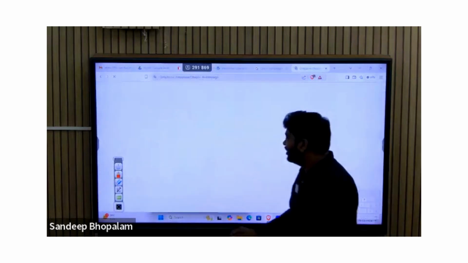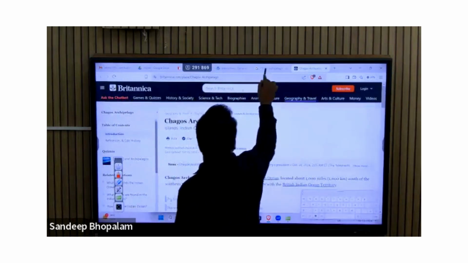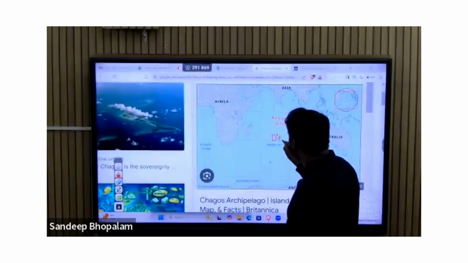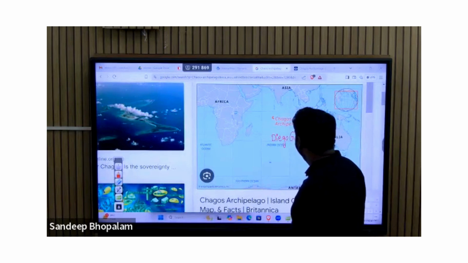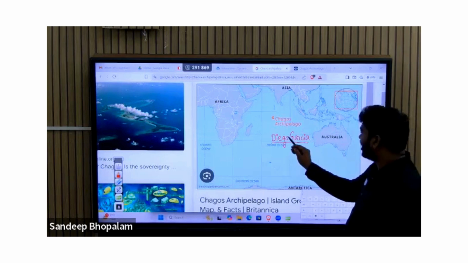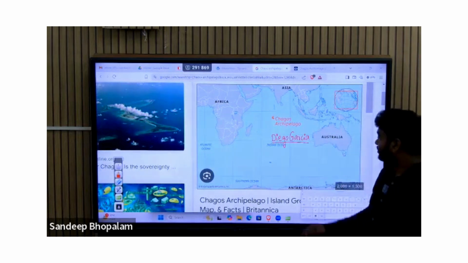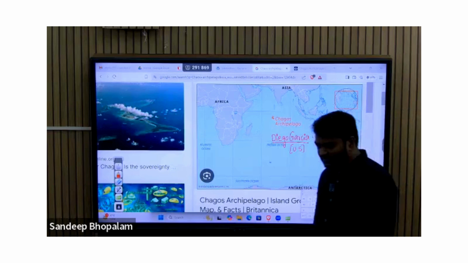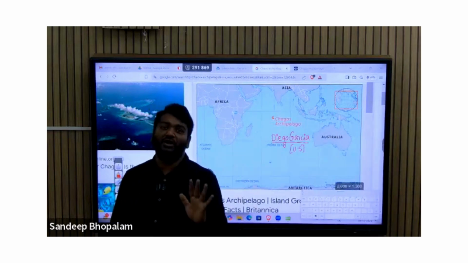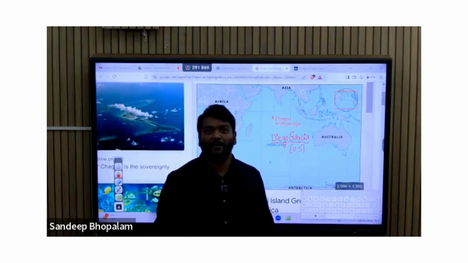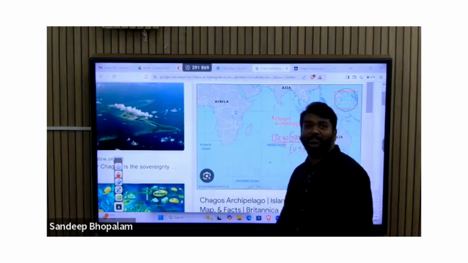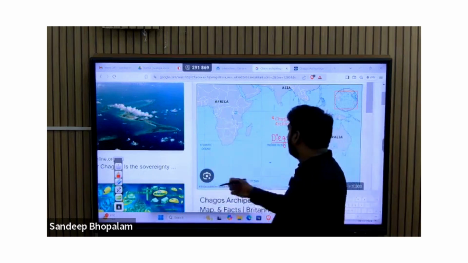And that particular island is basically called Diego Garcia. Fine? Diego Garcia. This is now under the control of US. Okay. Now, guys, this Chagos Archipelago was actually not having any people at all. Now, French controlled it initially, and the French people brought Africans and Indians and made them work in this region.